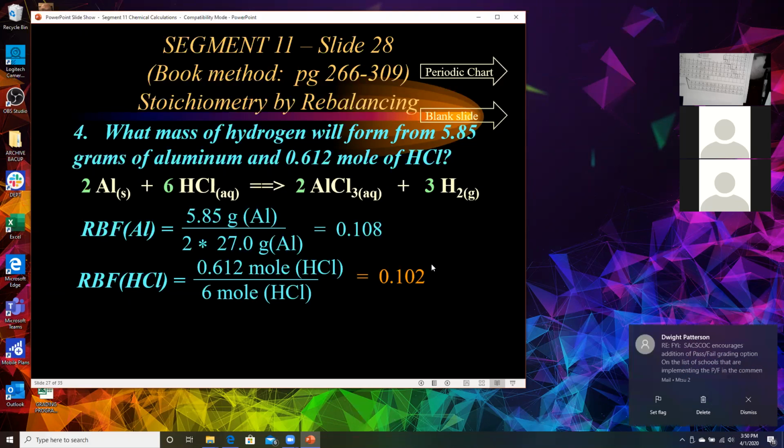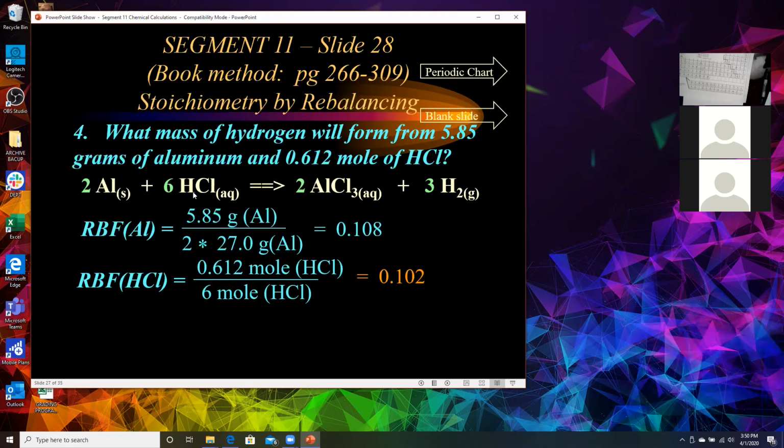0.102 is smaller. That means that the hydrochloric acid is going to be used up. Once that's all gone, the rest of the aluminum can't react. So the amount of product or whatever is going to be determined by the limiting reagent, the one that is used up first. Okay, so this is our limiting reagent.